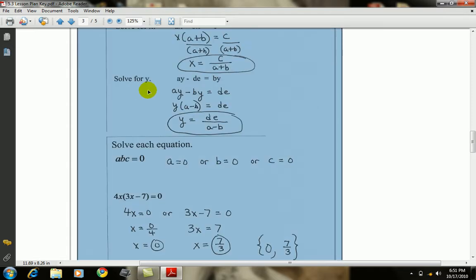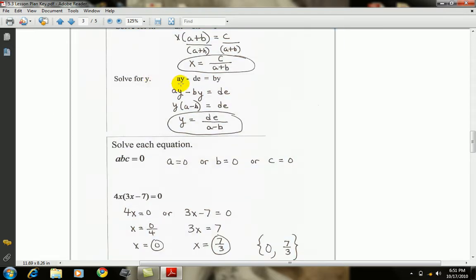Next equation, solve for y. ay minus d equals by. Now, when I teach in class, what I tell my students is, when you're solving for a variable, all of the terms that contain that variable have to be together. And since we live on the Florida-Georgia border, what I tell them is you've got to bring the variable you're trying to solve for to one state, and put the other junk in the other state. So in this case, I'm going to call the left side Florida, the right side Georgia. The y's are in Georgia right now.